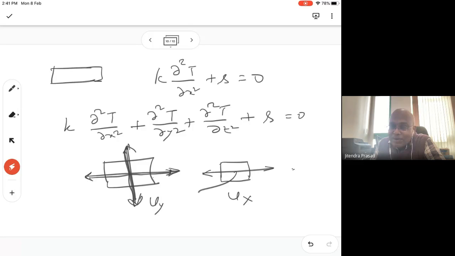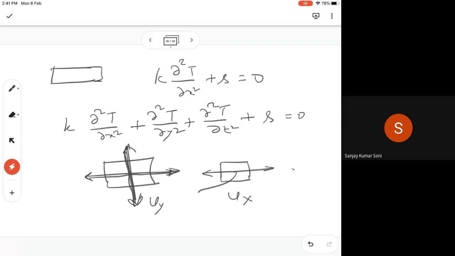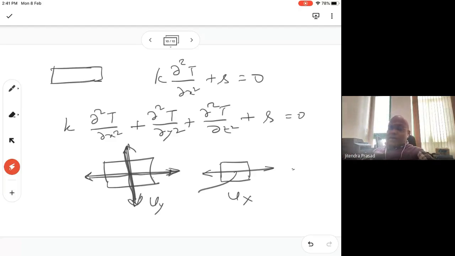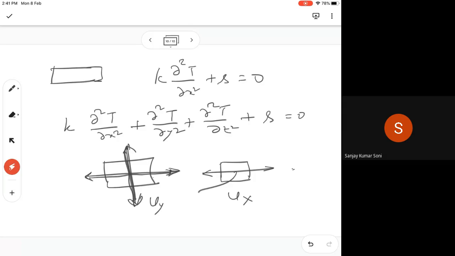So anyway, it will be more clear when we go forward, so you will find more clarity there. Sir, in case of this heat equation, only 1 degree of freedom will be there? Only 1 degree of freedom will be there. That's right, true. Yes.